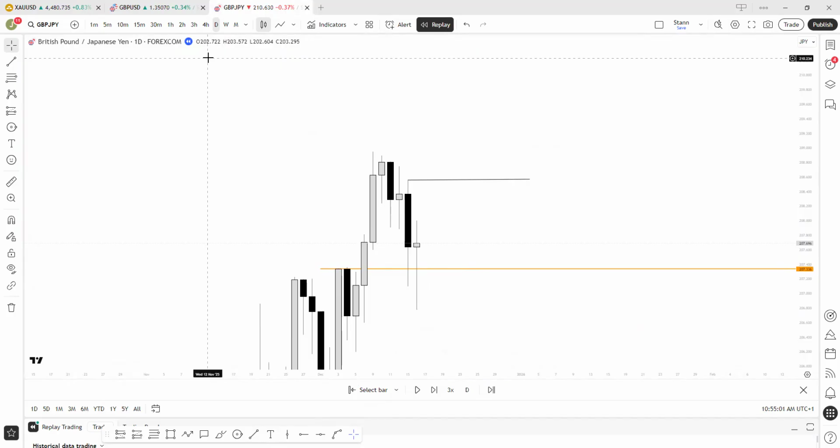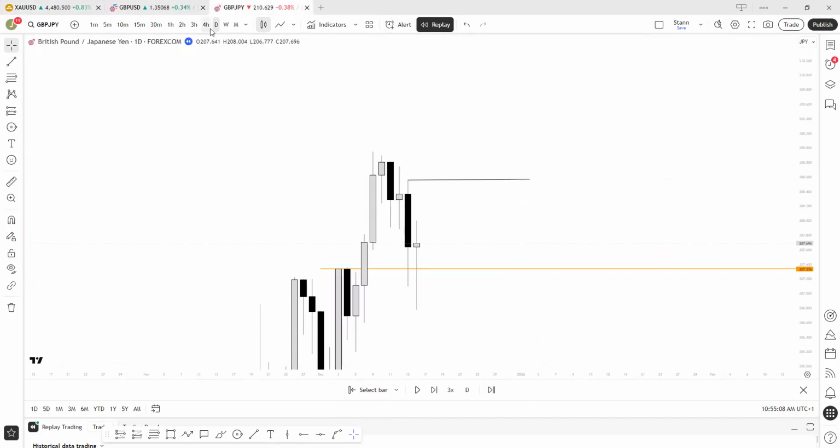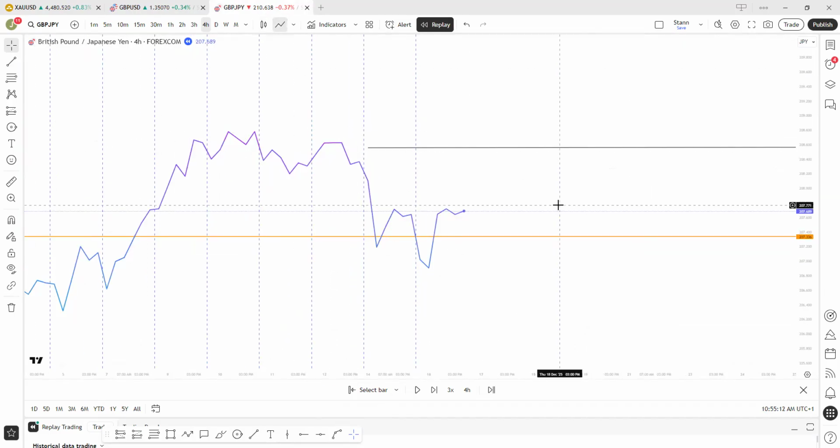What do I tell you guys? Your structural confirmation, right? Your structural confirmation, very, very important. So you go straight to the 4 hours time frame. On the 4 hours time frame, what do you see? You go to your line chart.